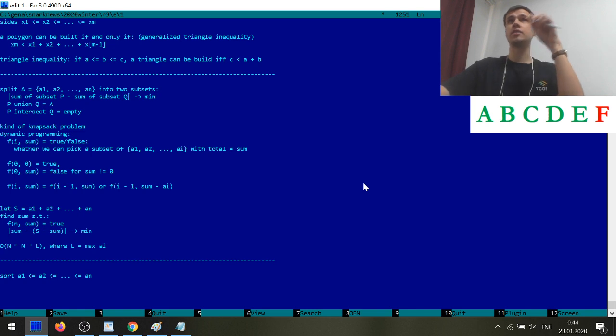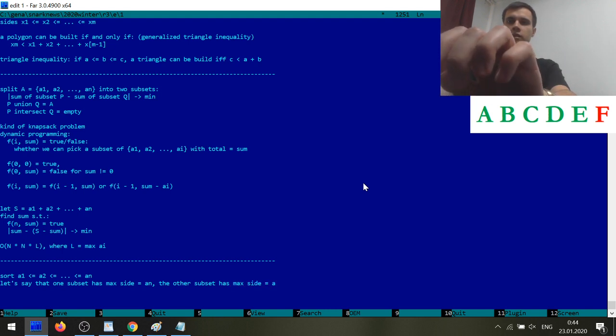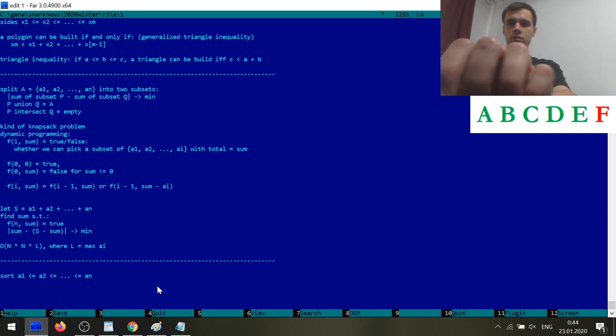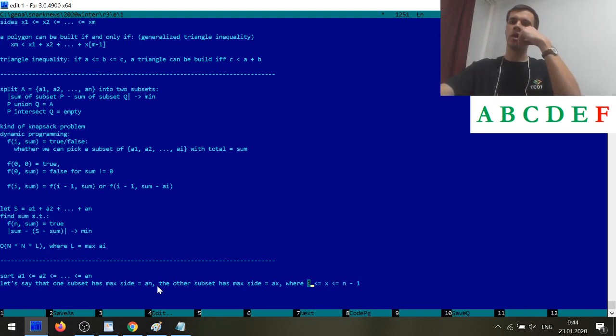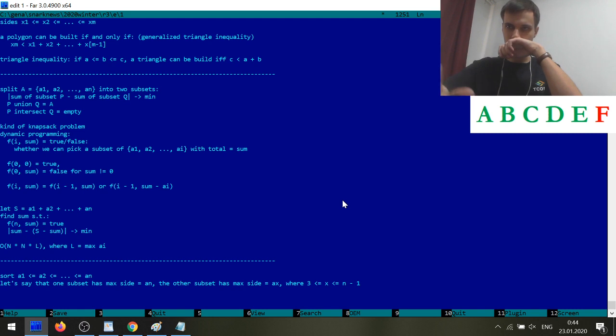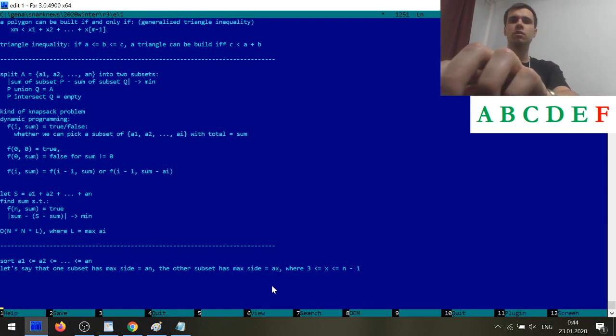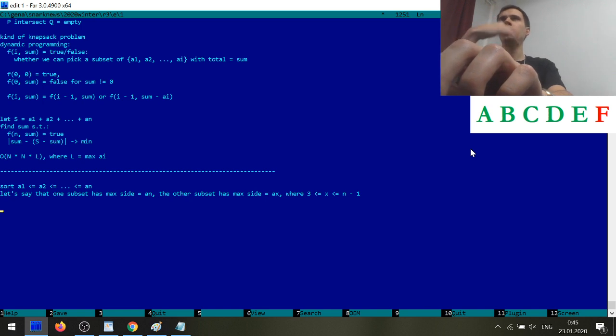And in the other subset, we'll have some different side. Let's say that one subset has max side equal to an, and the other subset has max side equal to ax, where x is at least 3, because we have to have at least 3 sides to form a polygon, and x should be less than n. So at most n minus 1. So now if we fix x, if we choose the maximum side of the other subset, we can just kind of solve the problem again, but now we can check the conditions.